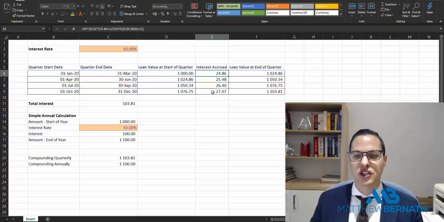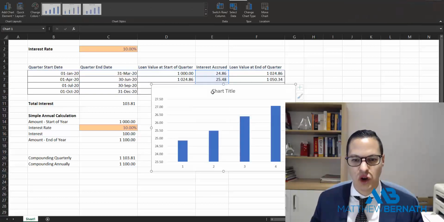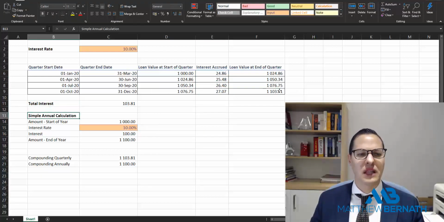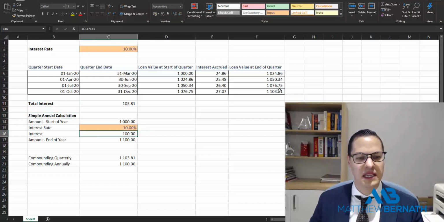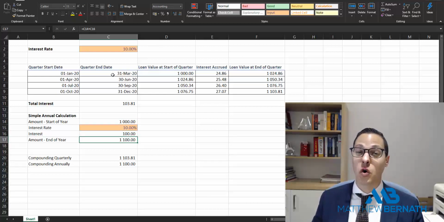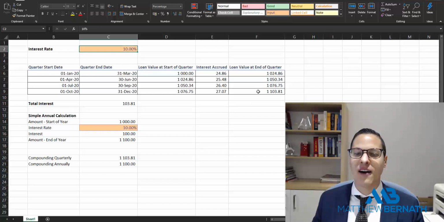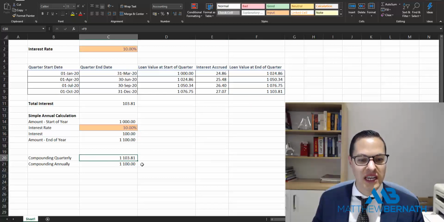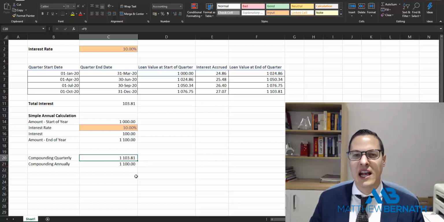So we can see that the interest grows slightly over time, and in fact, if we graph that, we could see how it's growing. If we do a simple annual calculation of 10%, the interest is simply 100 if we take the amount at the start of the year of 1,000, and the amount at the end of the year is 1,100. We can see when we compound quarterly using the same interest rate of 10%, our ending value is actually slightly higher than 1,100. It's 1,103. So we can see that there's a slight differential there. And obviously when we're talking about loans of very big values, this compounding does start to have an effect whether you compound quarterly or annually.